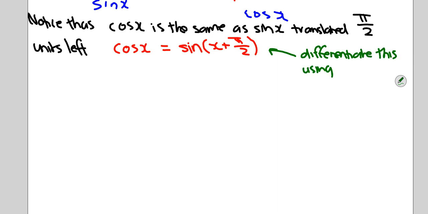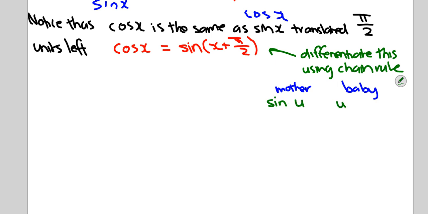Using chain rule. So what's our mother? Sin x, or sin u. Yeah, sin u. Mother is sin u. What's the baby? x plus pi over 2.